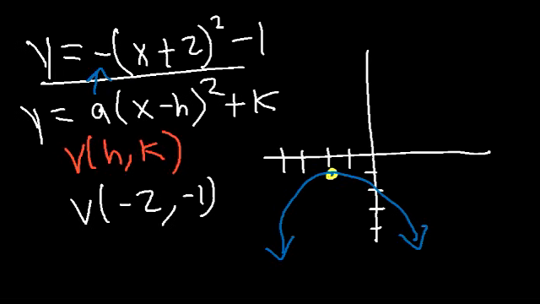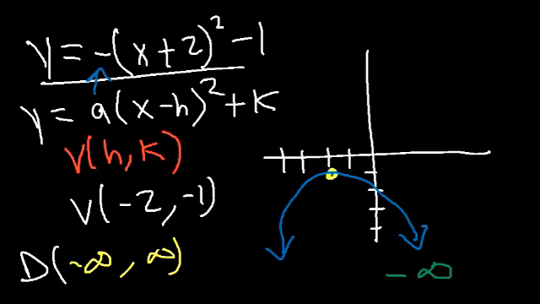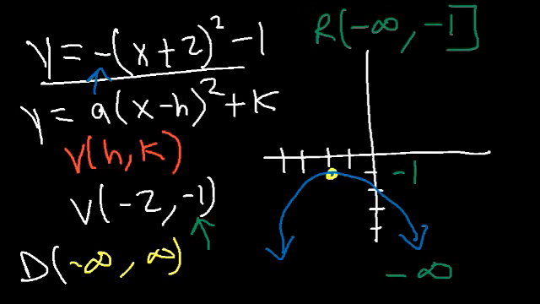So for any polynomial function, the domain is always going to be negative infinity to infinity. But now let's focus on the range. The lowest y value is negative infinity, but the highest is the y coordinate of the vertex. It's negative 1. So therefore, the range is negative infinity to negative 1. And that's all you got to do for this problem.